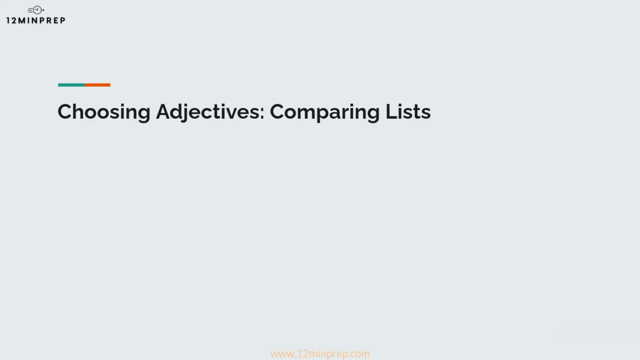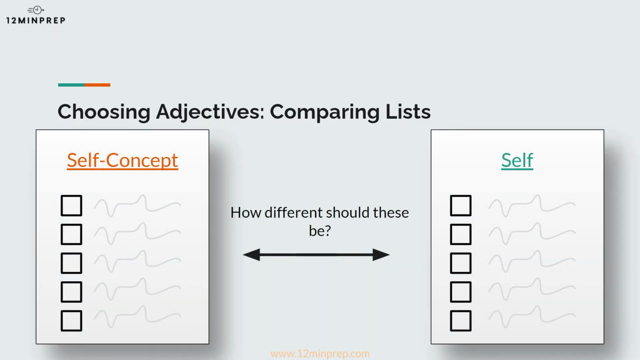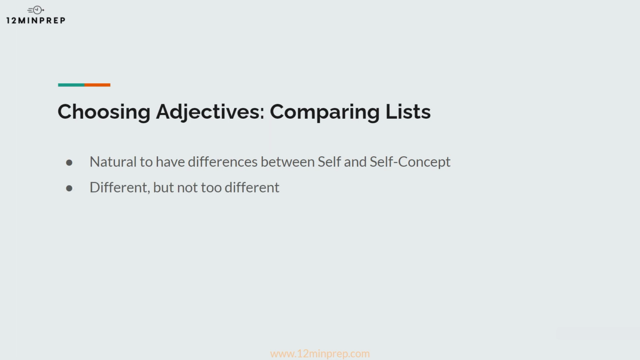Choosing adjectives and comparing lists. You may also be asking yourself if you should be choosing different adjectives on the 2 checklists. In general, there is no problem with marking different adjectives on each list. It is completely natural for there to be differences between your perceived self and self-concept. Everyone has to make some adjustments between their natural self and the way they interact with their workplace. However, be careful not to make the two lists too different.